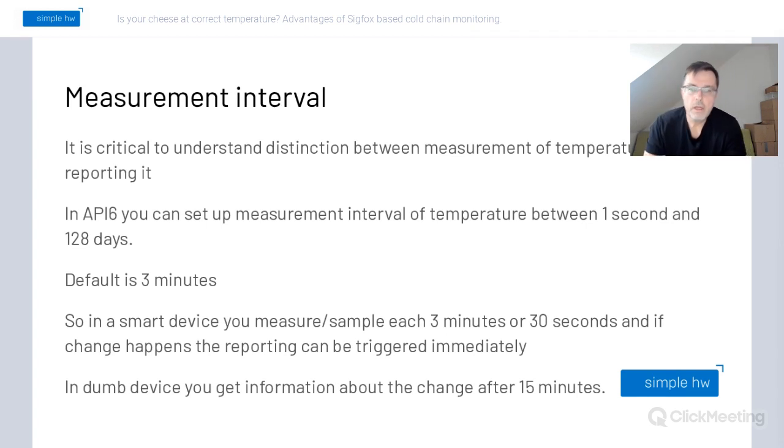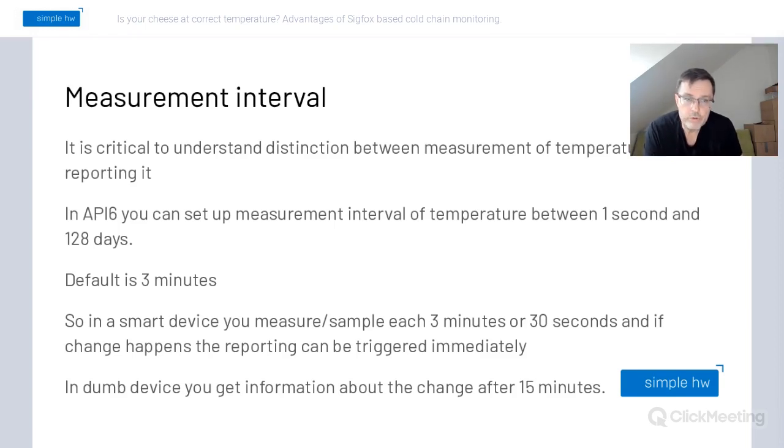The other thing that's important to understand is the measurement interval and the distinction between measuring temperature and reporting it. You don't measure the temperature all the time because it would consume a lot of energy and it doesn't make sense. So you do sampling. You tell the device at which time intervals the temperature should be measured. This can be set either in production, through API 6, or by downlink, to anything between 1 second and 128 days.